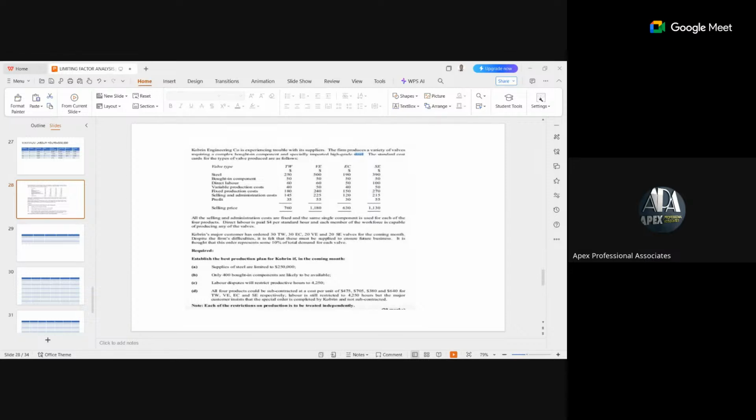So listen carefully. Yes, Cobrin Engineering Company is experiencing trouble with its suppliers. The firm produces a variety of valves requiring couplings, bought-in components, and specially imported high-grade steel. The standard cost card for the types of valves produced is as follows.